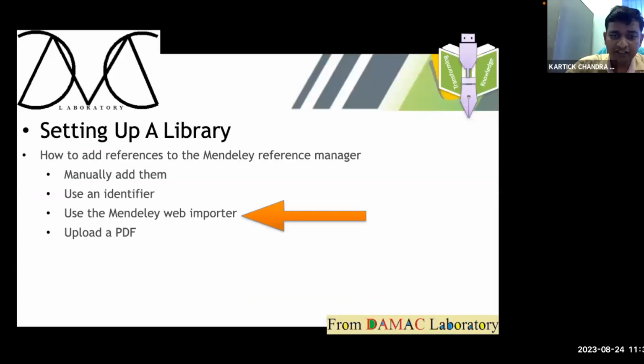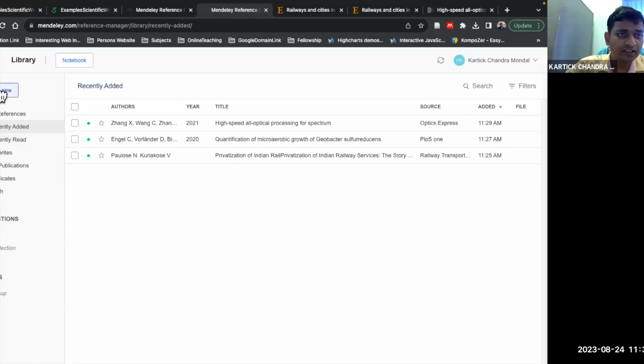So the next part is uploading a PDF. How to do this? Click on this add new. The files from your computer link is available under this add new. And now you click on this.